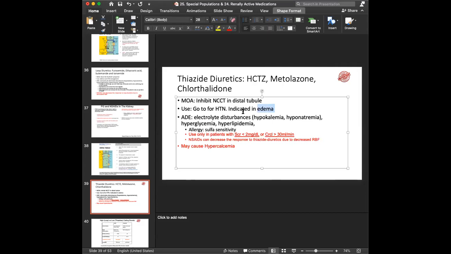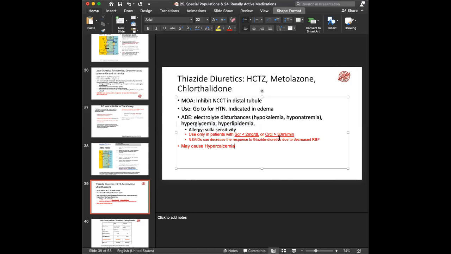It's not used as much for CHF as a loop diuretic would be. Electrolyte disturbances, just like loops, we have hypokalemia. We've got hyponatremia, but we're going to have high calcium, so hypercalcemia, hyperglycemia, and hyperlipidemia.